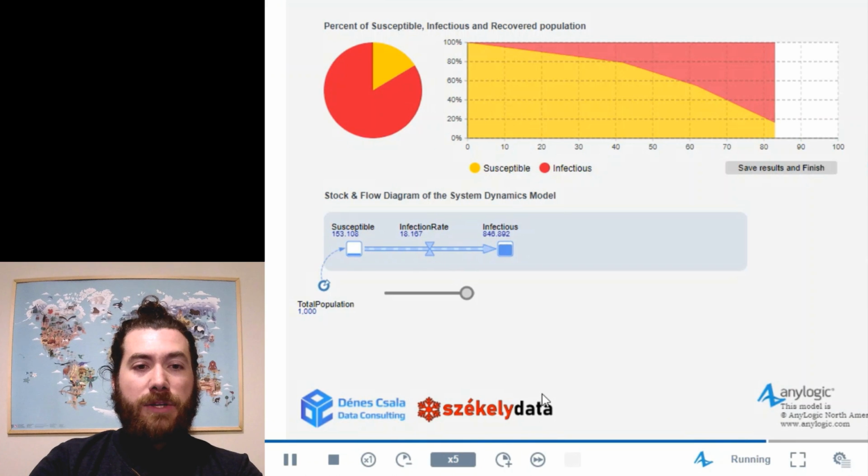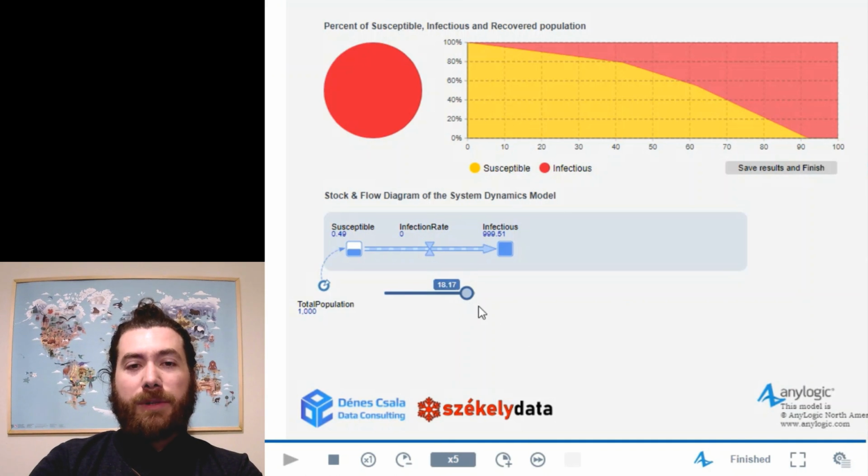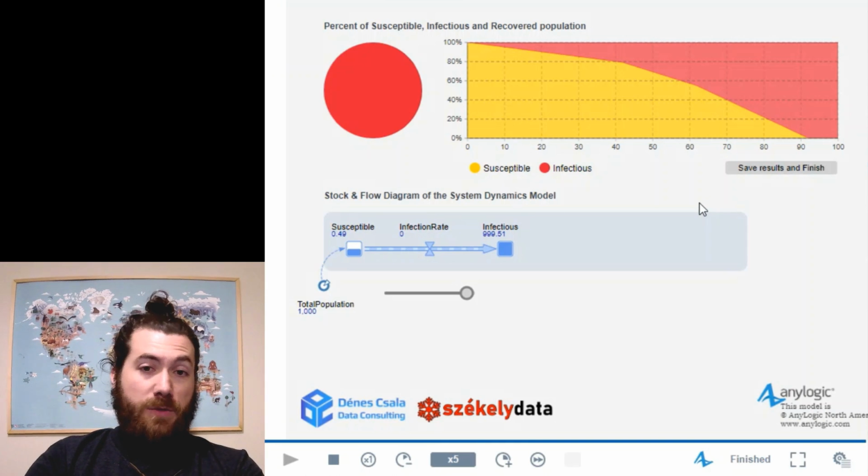This is how my simulation ends up if we just use a fixed infection rate. What was my infection rate? 18 people. If 18 people per day get infected, then the 1,000 people get infected in about 90 days. Of course, I was changing it over time, so it's not exactly a simple division. So this would be a very, very basic way of modeling the epidemic.